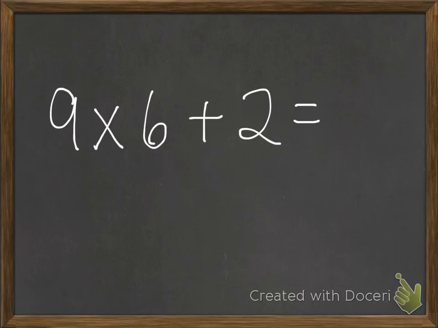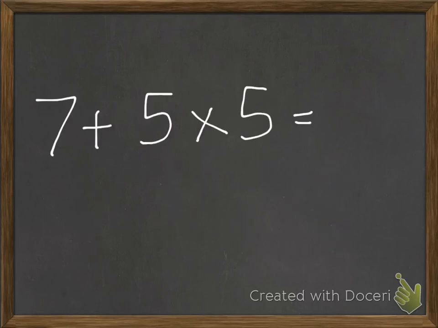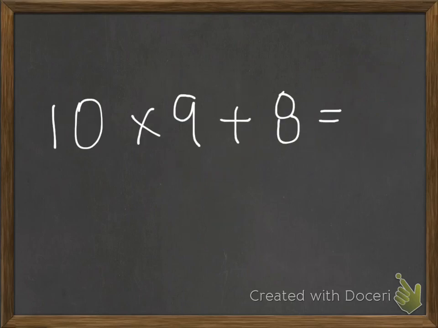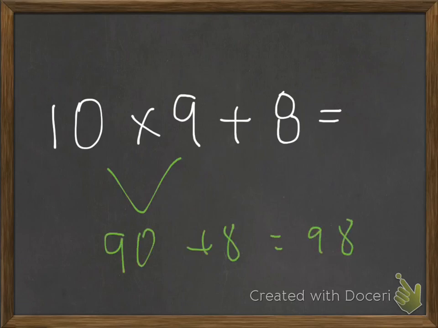Go ahead and try this one on your own. Hopefully you said 9 times 6, which is 54, plus 2, that's 56. Try this one on your own. Hopefully you said 5 times 5, which is 25, plus 7, that's 32. Try this one on your own. Hopefully you said 10 times 9, which is 90, plus 8, that's 98.